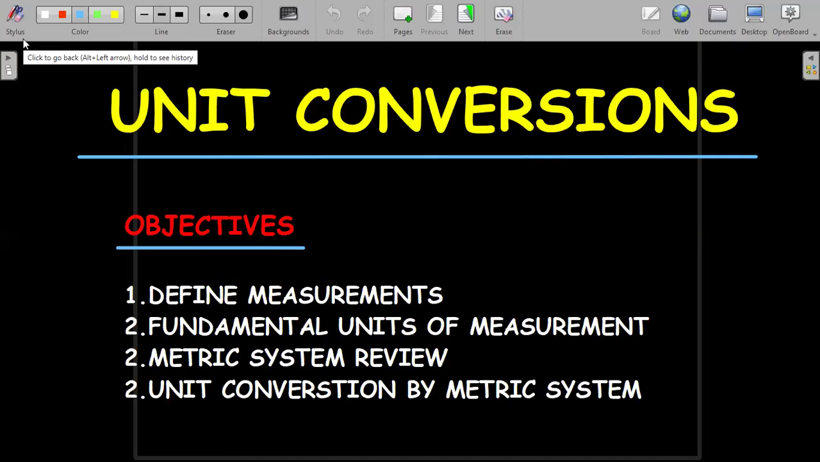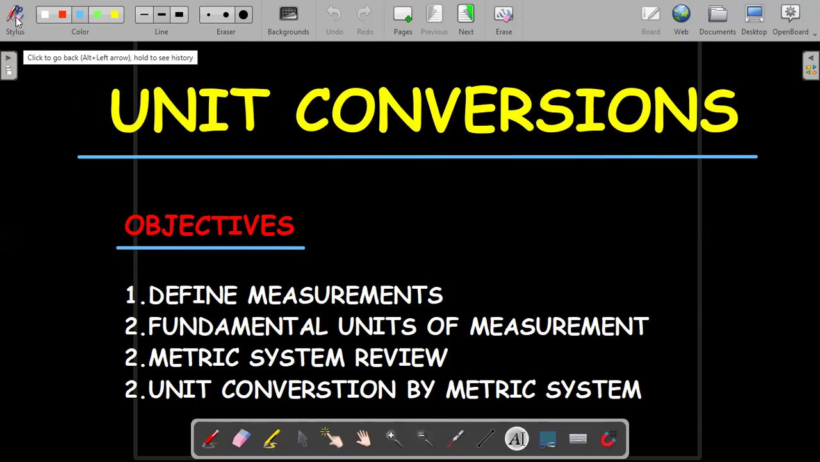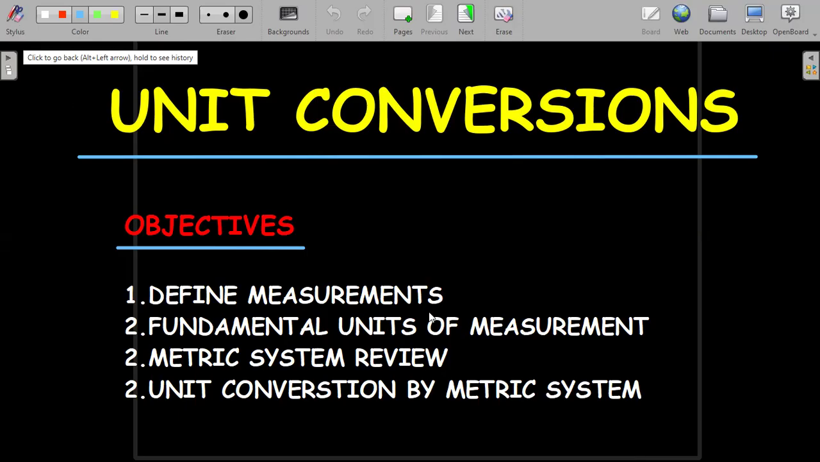All right, so welcome to this class. This is our very first class in chemistry where we are going to be looking at conversions of units. So in this class, we are going to follow this roadmap here, okay?